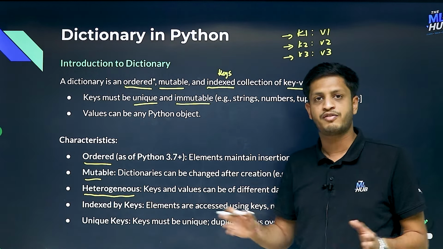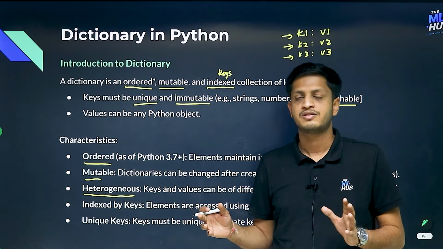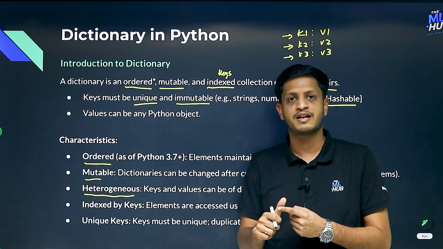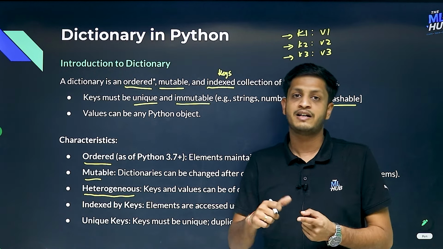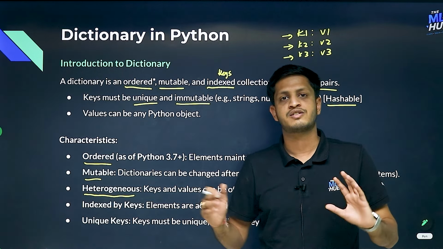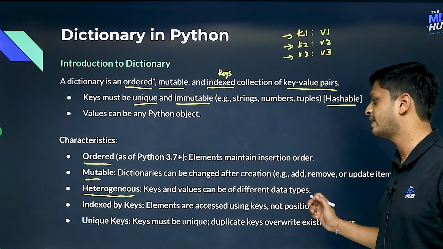So keys can be of different data types and their values can also be of different data types in the same dictionary. So in the same dictionary, you can have an integer as a key and a floating point value as a key and a tuple also as a key. And their values can also be any data type like a list, set or anything, okay? So keys and values can be of different data types.